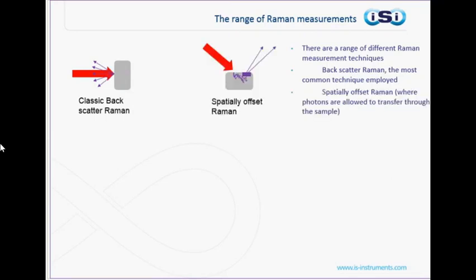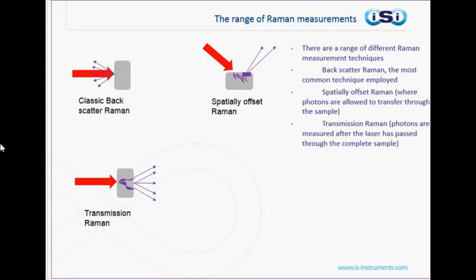A technique which has gained popularity in recent years is spatially offset Raman. Here, photons are allowed to travel through the sample and the Raman photons are measured from a different point. This technique is very powerful as it allows you to see through transparent or translucent containers. This has been employed, for example, at airport security.